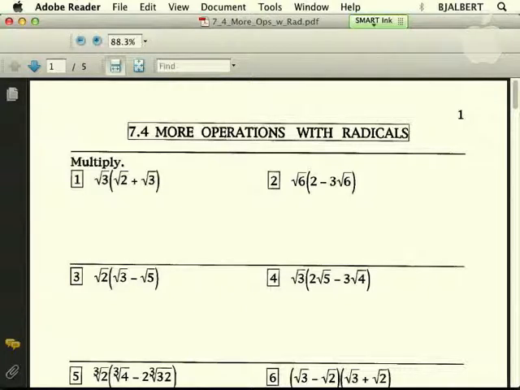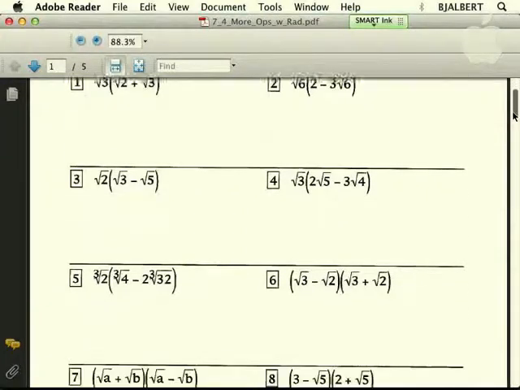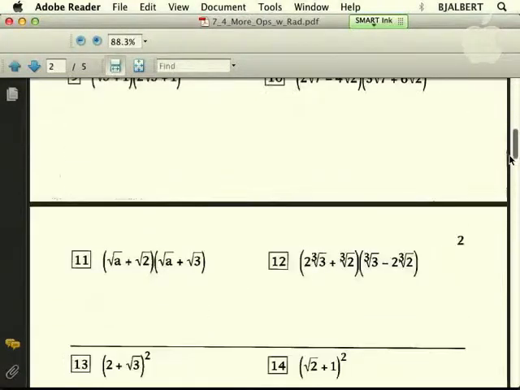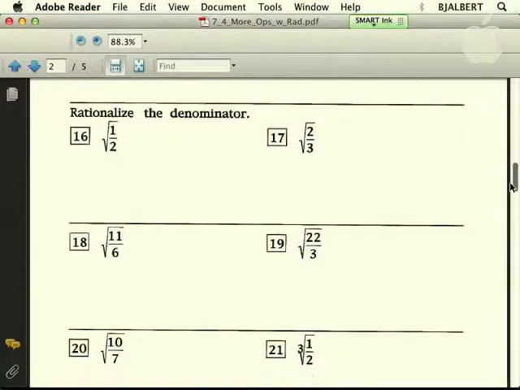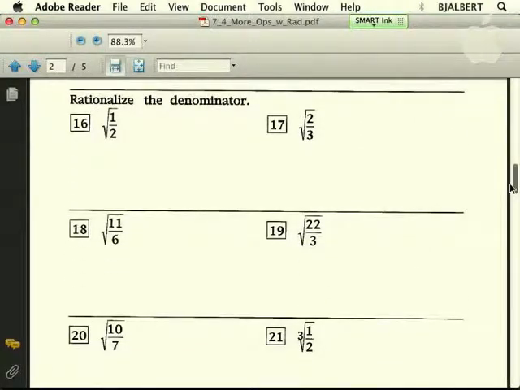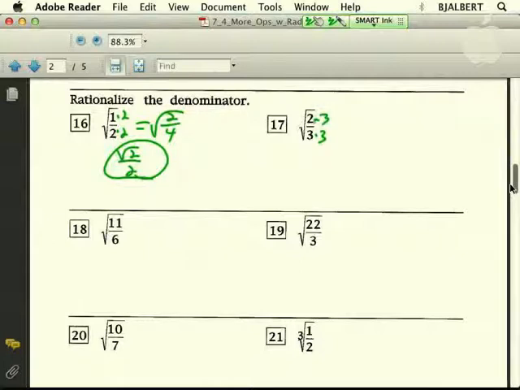And let's go to number 16. Rationalize the denominator. Well, this is where you multiply top and bottom by 2 and get the square root of 2 over 2. Because this is going to be the square root of 2 fourths. This one you multiply top and bottom by 3. So you're going to get the square root of 6/9, which is the square root of 6 over 3.